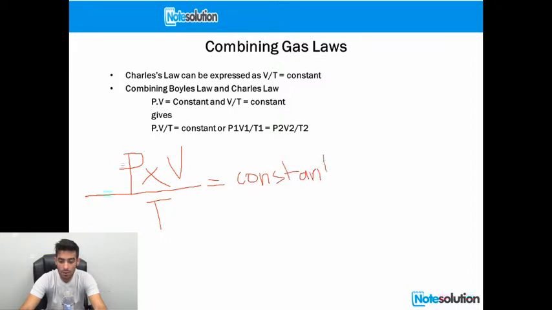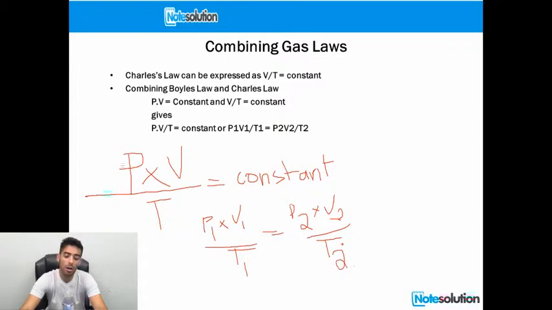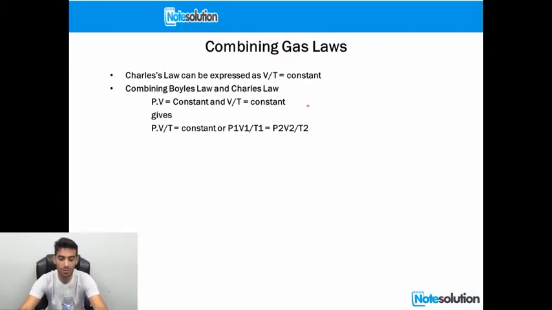Or in other words, if you have two conditions for a specific gas, the first condition and the second condition, then P1 times V1 over T1 equals P2 times V2 over T2. And that would help you solve problems where you have the pressure, volume and temperature in the initial condition, but you need to find, let's say, the temperature in the second condition when the pressure and volume are given to you.